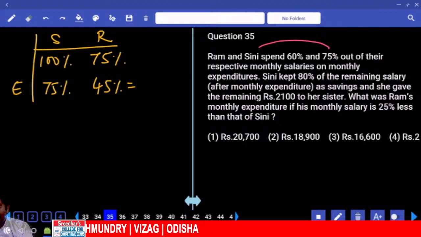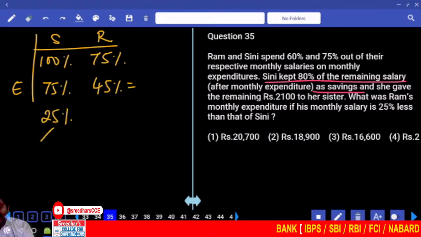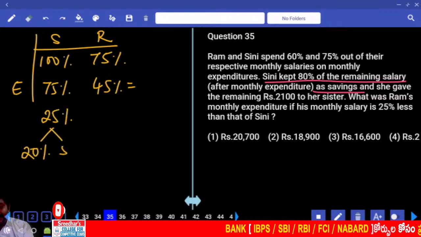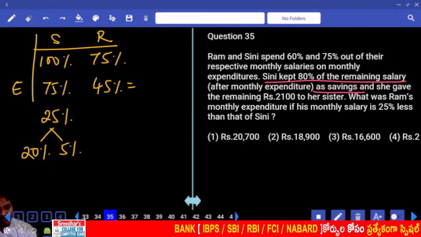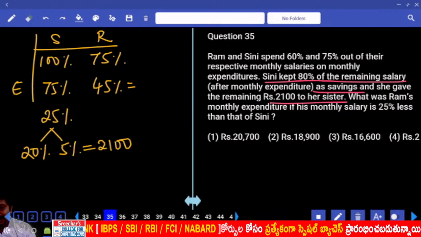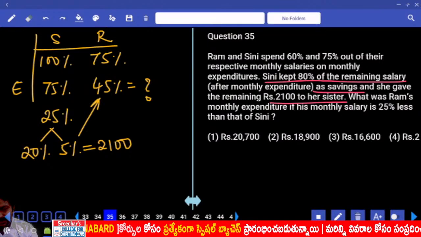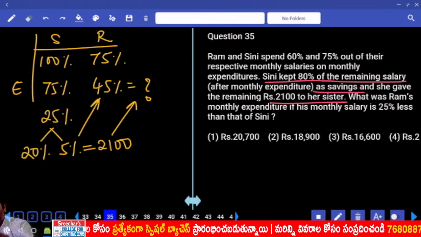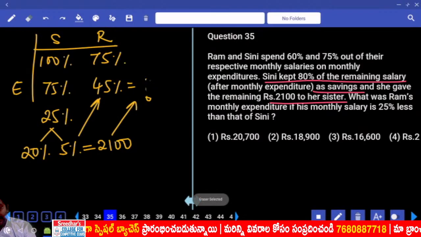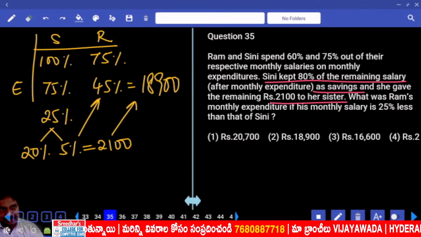75%. Remaining is 25%. Out of the remaining, Sini kept 80% as savings. If 80% of the remaining, which is 20, is kept aside, the remaining is 5%. That is given to her sister. So 5% value is equal to 2,100. We need the 45% value. 5, 45. What is the relation? 9 times 21 into 9, 18900. Second option.